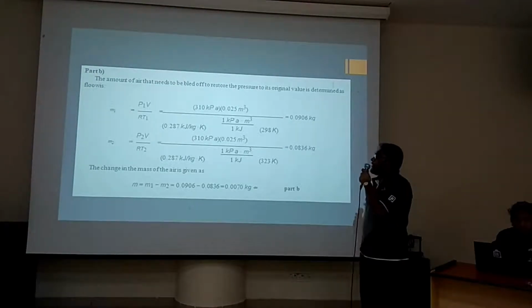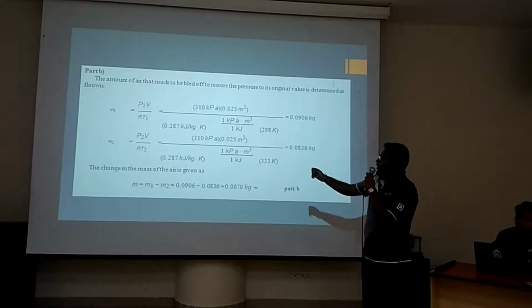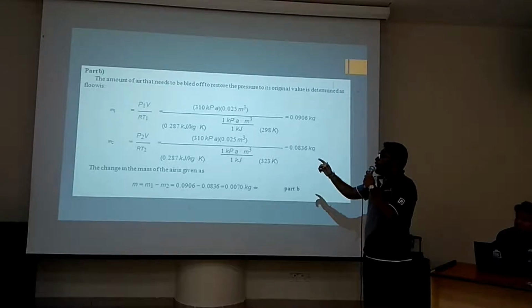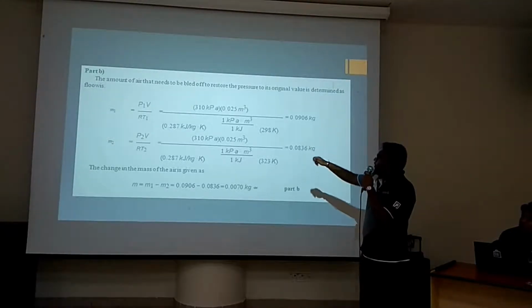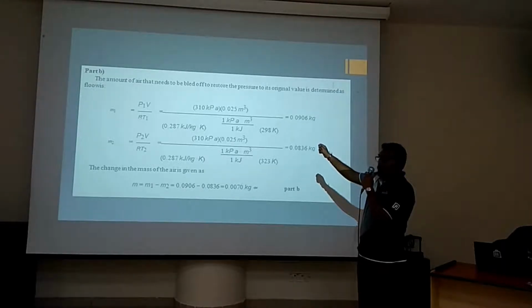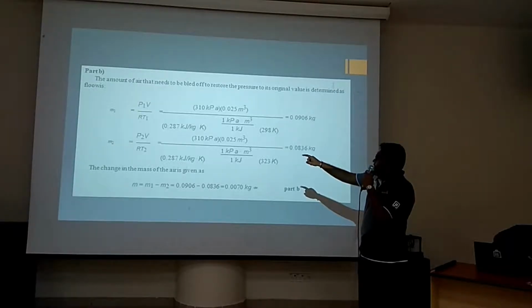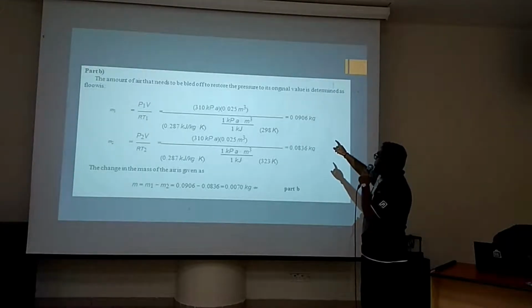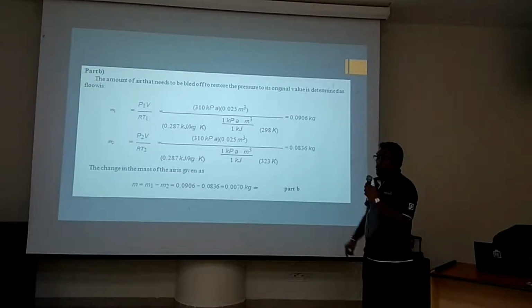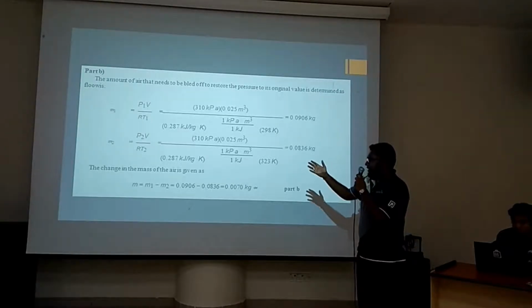Okay, for part B, the amount of air that needs to be bled off to restore the pressure. So for m1, we use the formula m1 equals P1 V over R T1. P1 value is 310 kilopascals, whereas V is 0.025 m³, as stated in the question above. You divide by 0.287 kJ/kg·K, multiply with 298 K, and you get the answer 0.0906 kilogram.